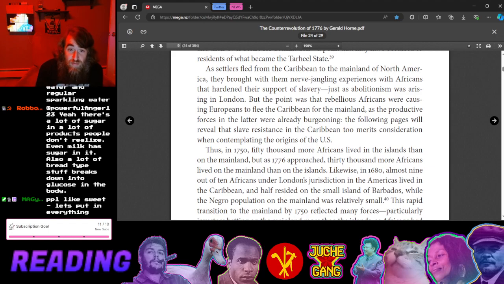As settlers fled from the Caribbean to the mainland of North America, they brought with them nerve-jangling experiences with Africans that hardened their support of slavery, just as abolitionism was arising in London. But the point was that rebellious Africans were causing Europeans to flee the Caribbean for the mainland, as the productive forces in the latter were already burgeoning. The following pages will reveal that slave resistance in the Caribbean too merits consideration when contemplating the origins of the U.S.